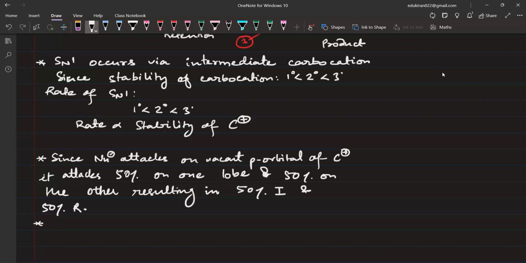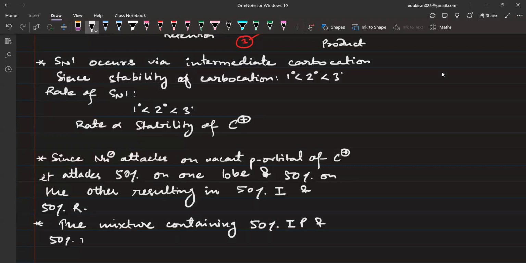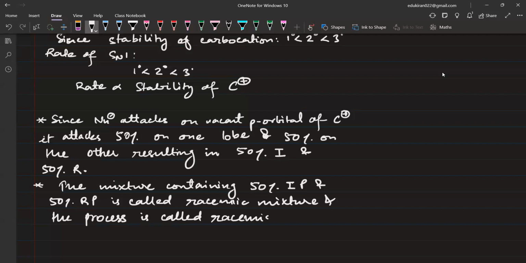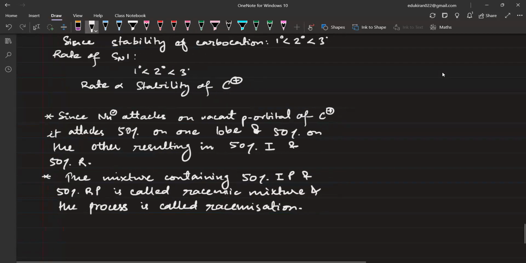Please write. The mixture containing 50% inverted product and 50% retention product is called racemic mixture, and the process is called racemization. Okay, please write this down. Raise your hand once you're done.